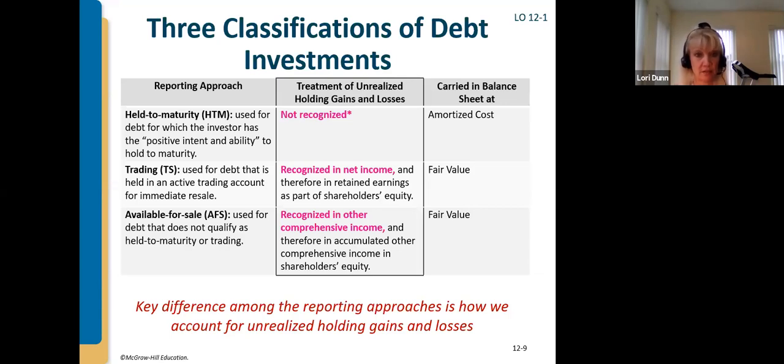So we're going to start with trading. This is just an overview slide. We're going to go into the detail of each one. Trading securities, so debt investment bonds, I'm focusing on, that we own at the end of the year in this category must be reported on the balance sheet at their fair value on the balance sheet date. Any difference between fair value and the carrying value of that trading security at the end of the year is reported as income or loss on our income statement.